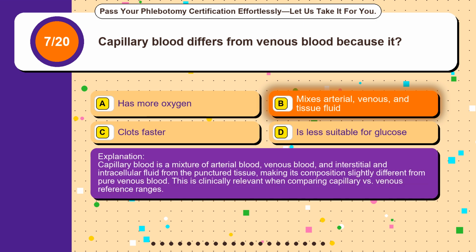Capillary blood is a mixture of arterial blood, venous blood, and interstitial and intracellular fluid from the punctured tissue, making its composition slightly different from pure venous blood. This is clinically relevant when comparing capillary versus venous reference ranges.